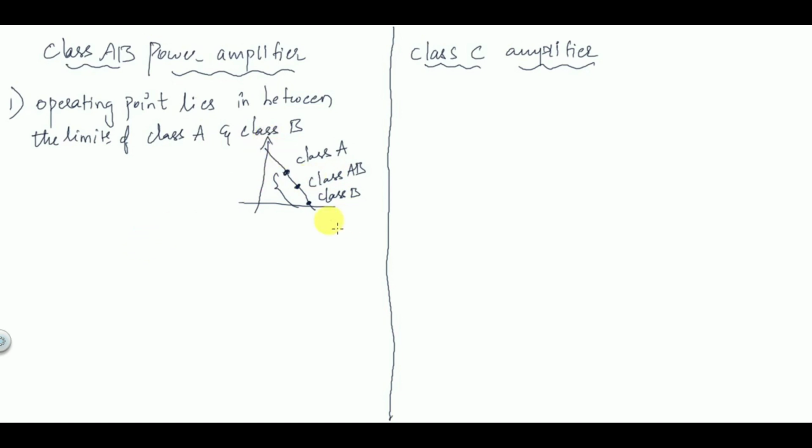So if this is your DC load line, this is your VCE and this is your IC.